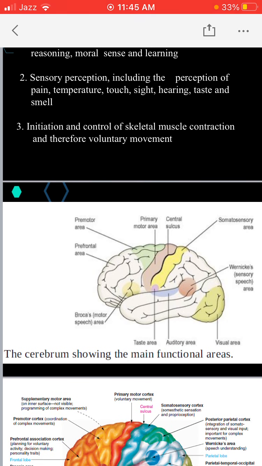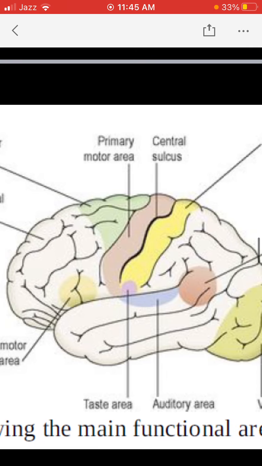Now the functional areas of the cerebrum. Functional areas of the cerebrum include the motor area, sensory area and association areas. First of all, we will see the primary motor area. In this diagram you can see the pink colored area, that is the primary motor area. Primary motor area is responsible to control the skeletal muscle activity. So all the voluntary control of the muscles occurs through this primary motor area.